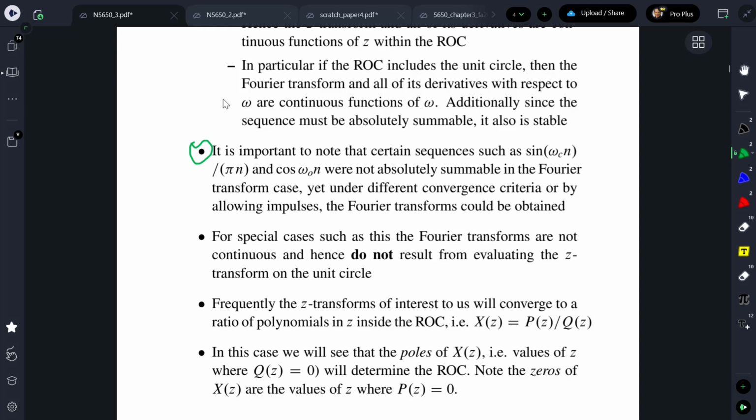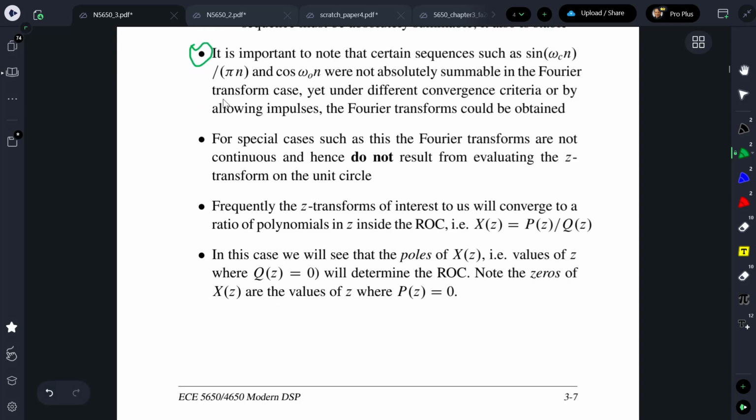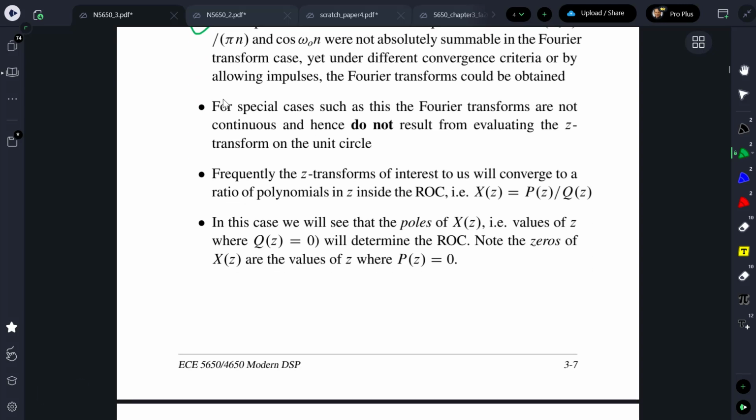Okay, but we still are interested in those signals just the same. So we just have to be careful in how we deal with that. And those signals show up in our Z transform tables as well. The bottom line is, they're not going to be continuous, and you don't have the region of convergence existing, maybe even on the unit circle, but yet those signals exist just fine.